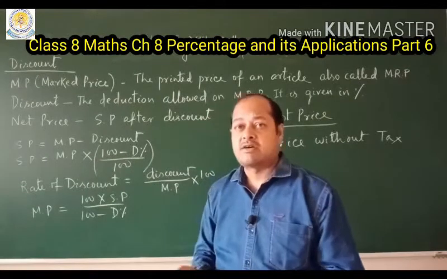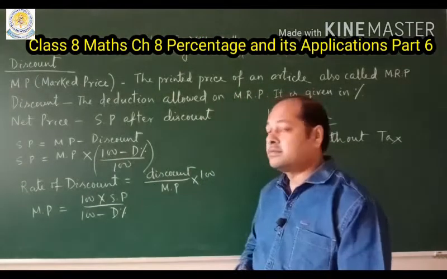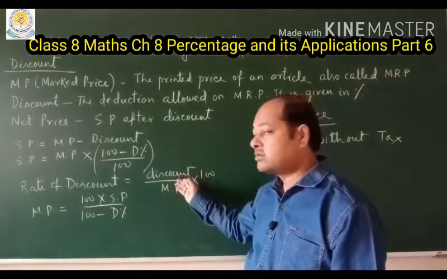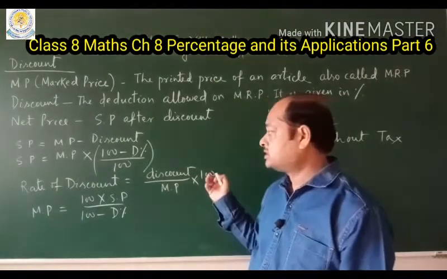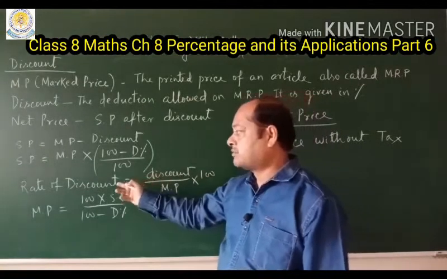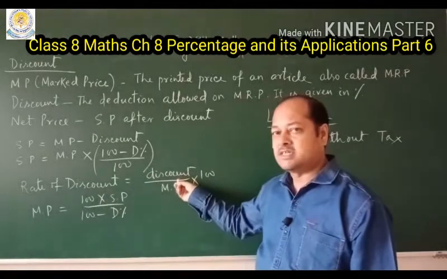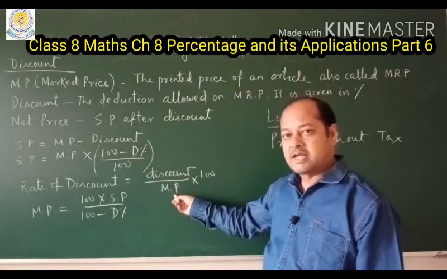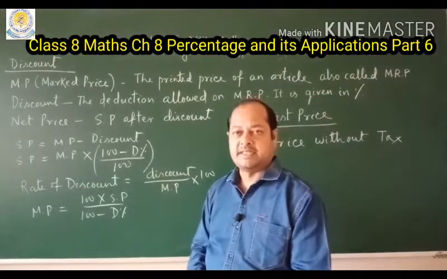Now what is discount percentage? It is also called rate of discount. The rate of discount formula is discount upon marked price into 100. This is the formula for rate of discount or discount percentage. Whenever the discount and the marked price are given, you can easily calculate the discount percentage.